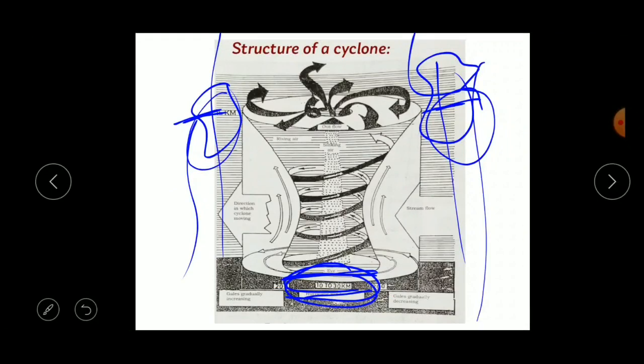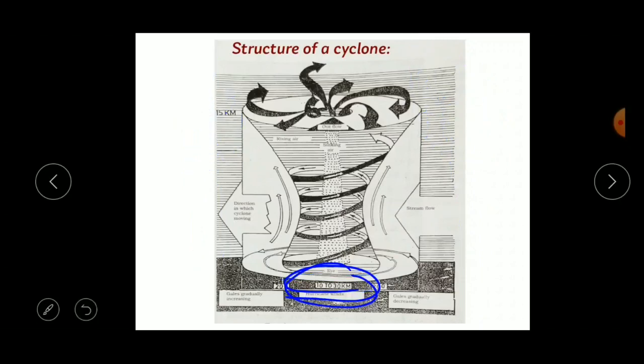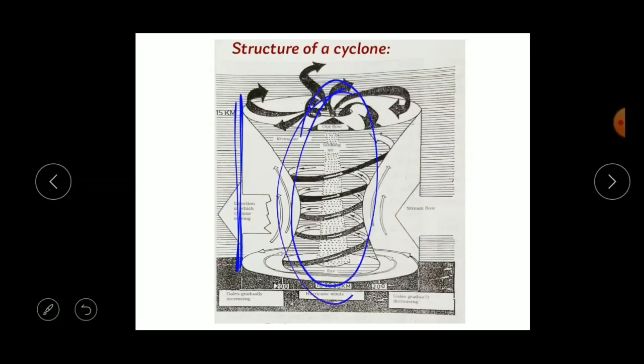This is the structure of a cyclone. So what is the structure of a cyclone? Let us repeat once again. A cyclone is a rotation of air in the atmosphere at a height of around 10 to 15 kilometers. The center of a cyclone is called the eye of the storm. The eye of the storm is a clear, calm area where there are no clouds but only light winds.